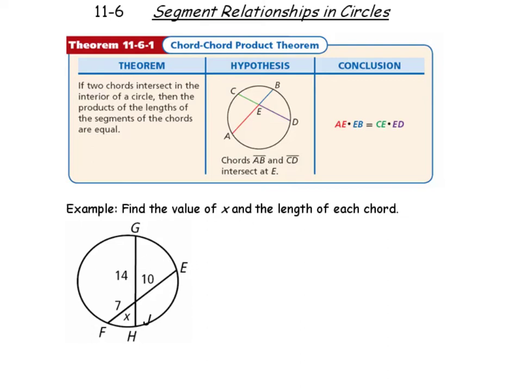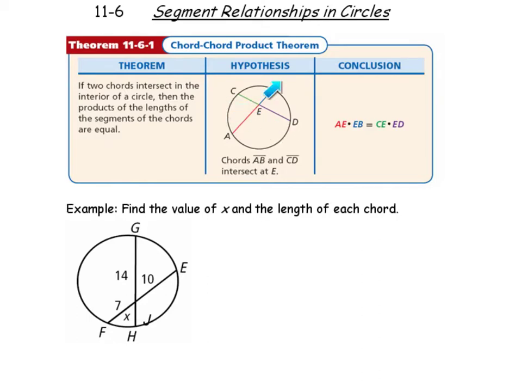So in 11.6, we're going to talk about segment relationships in our circles, and it's dealing with the chords that occur. If I take a look at this first theorem, it's called the chord product theorem, and basically it's saying that if I have two chords, chord AB and chord CD, and they intersect inside of my circle at E, I would then know that the product of the two segments that make up one chord, so AE times EB, would equal the same exact thing as CE times ED.